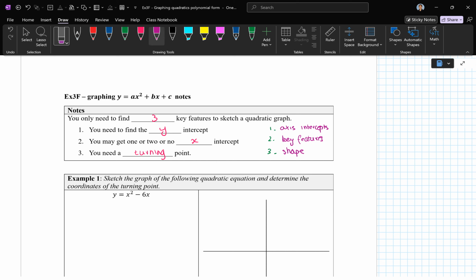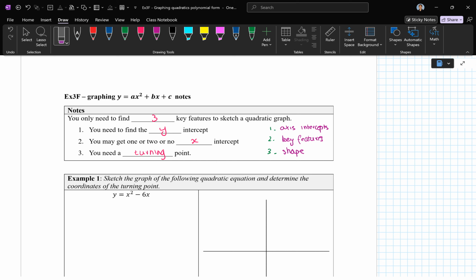Okay, so if you're doing a chapter 1 SAC later on, which I'll talk about soon, I'll be looking for shape, axis intercepts, and any key features. Sometimes key features in a straight line could be endpoints. So you might say a starting point to an endpoint. So I'll be looking if you labeled an endpoint. So that's what key features represent.